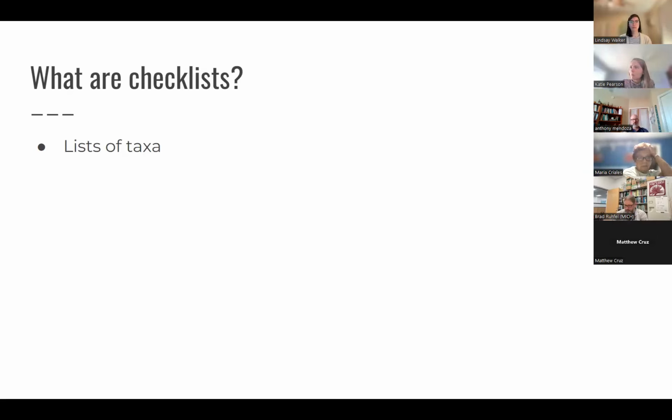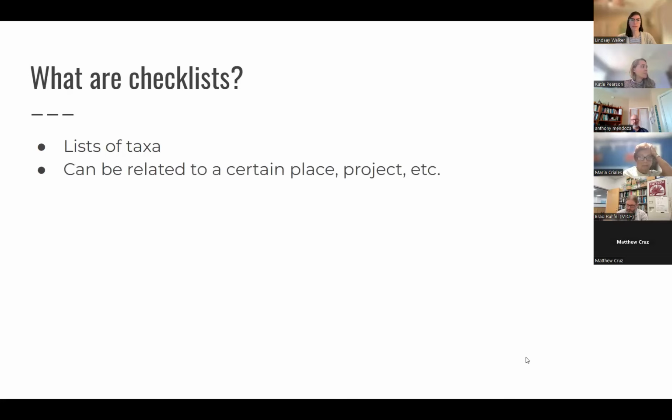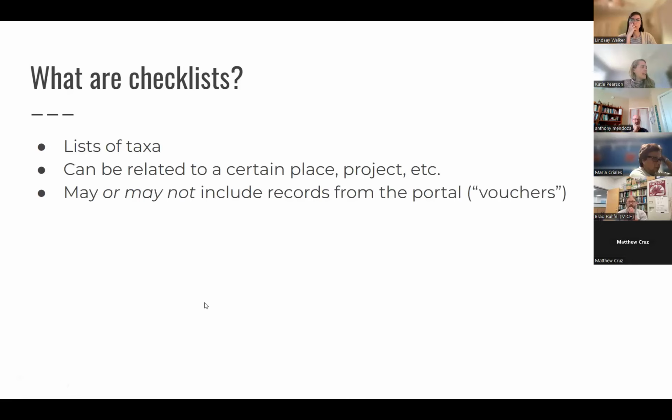I don't remember if there might be tools in the future where you can add morphospecies, but those have not been developed yet. I know those have been in high demand in some taxonomic groups, but for now, it's a list of taxa that are in the taxonomic thesaurus. And those taxa are often related to a specific project or specific location, and they may or may not be related to specific records in the portal. So you do not need to have a specific specimen or observation of a specific taxon in the portal in order to put that taxon in your checklist.